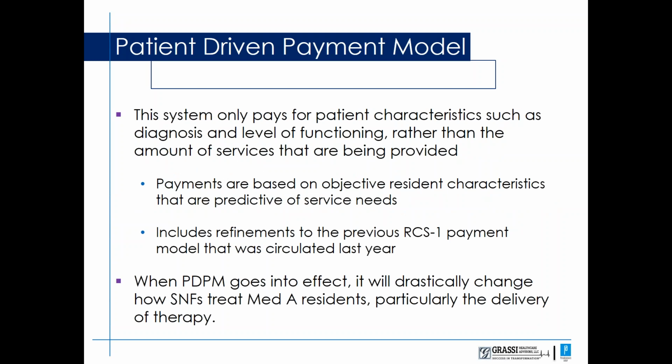The system only pays for patient characteristics such as the diagnosis and level of functioning, rather than the amount of services that are being provided. Payments are based on objective patient characteristics that are predictive of service needs, and it includes refinements to the previous RCS-1 model that was circulated last year but never implemented. When it goes into effect, it's going to drastically change how skilled nursing facilities treat Medicare Part A residents, particularly in the delivery of therapy.